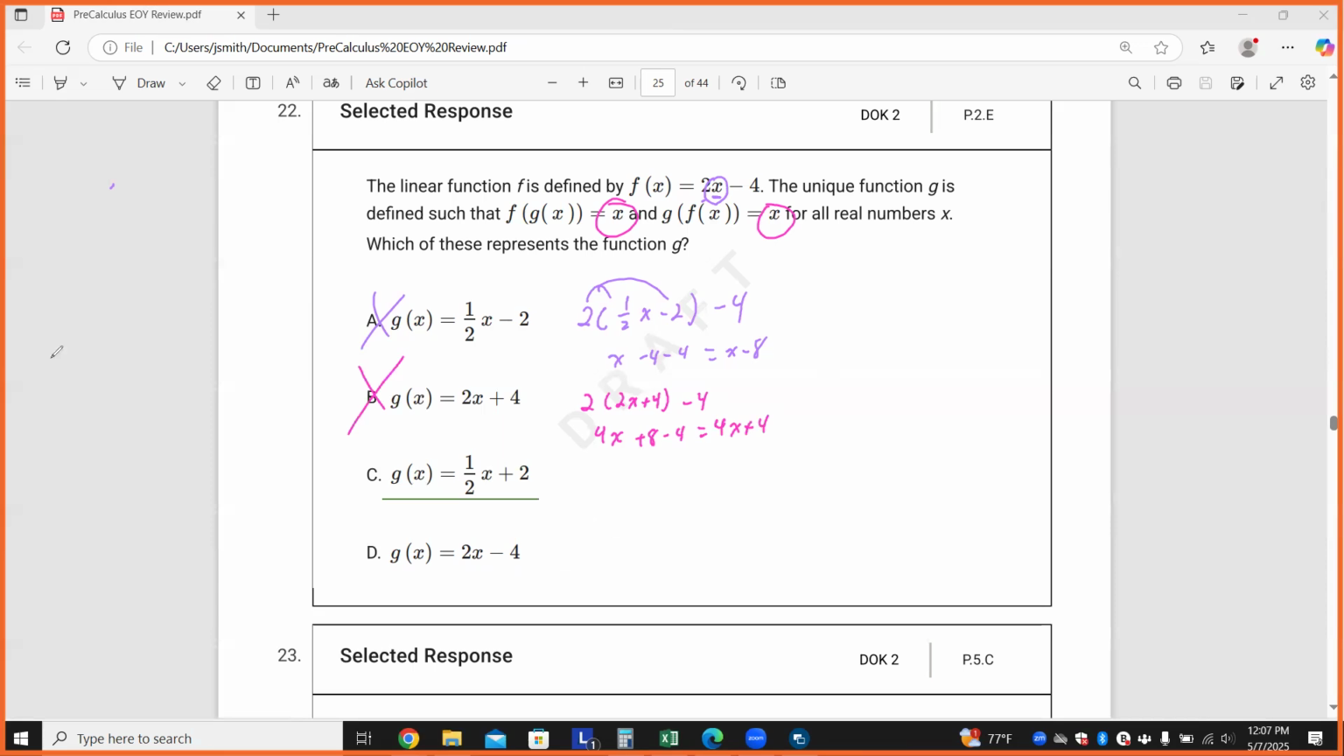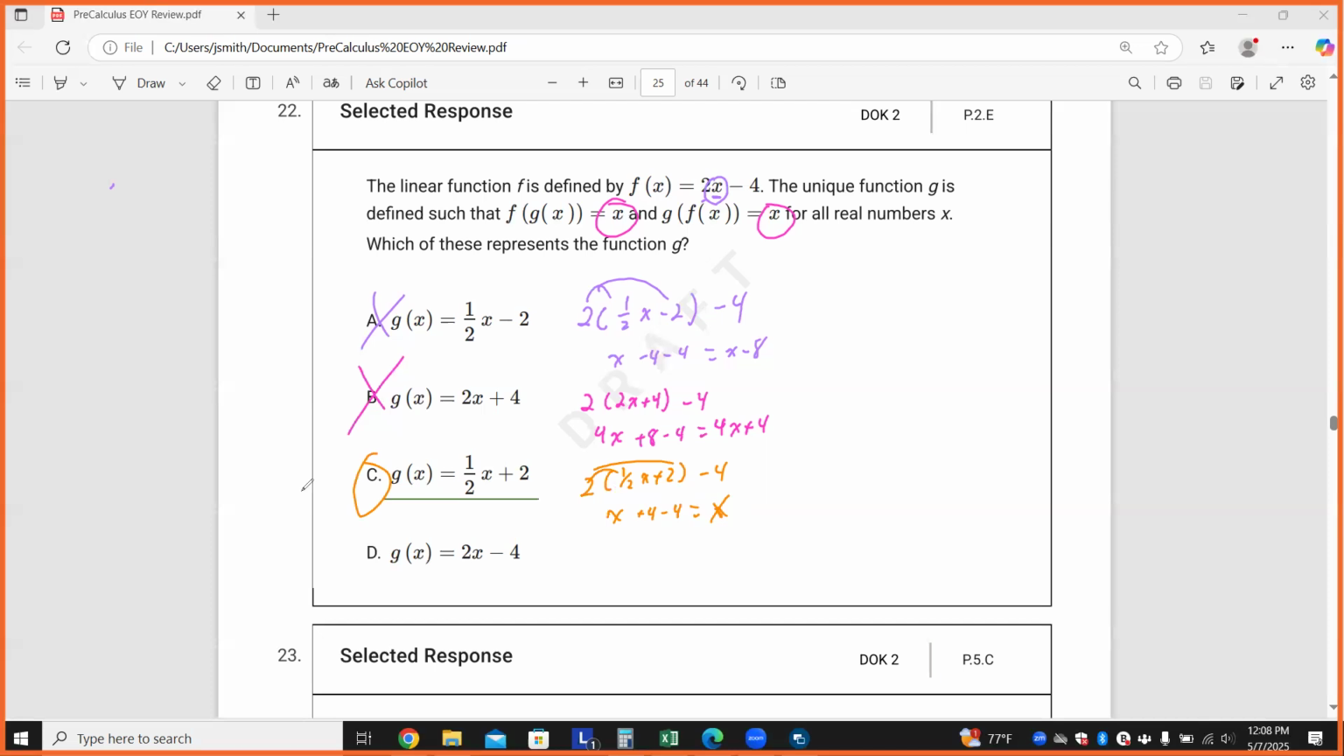And I go, all right. This is now 2 times 1/2 x plus 2, minus 4. Distribute. What's 2 times 1/2? 1x. 2 times 2? 4. And this time, when I go 4 minus 4, I would be left with 0, so just the x itself, which is what I was looking for. So therefore, that's my answer. That's all this question is asking. Which one of these functions can I replace that x with so that when I simplify, I just get the x? You don't know this, but this means that these two functions are inverses of each other.